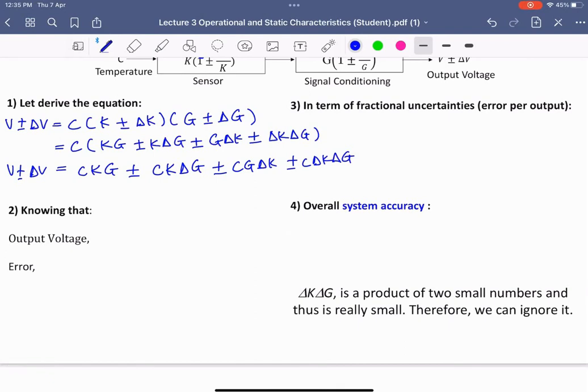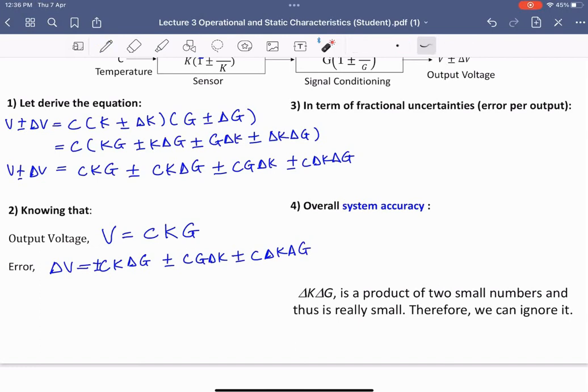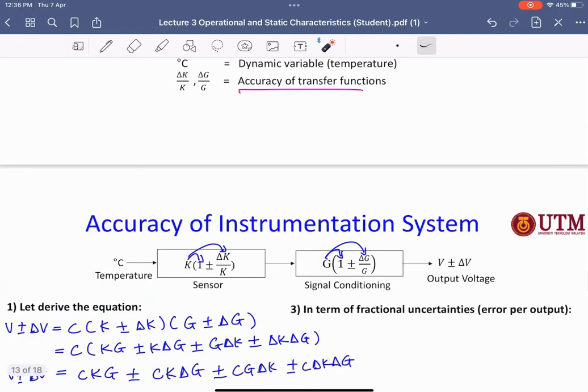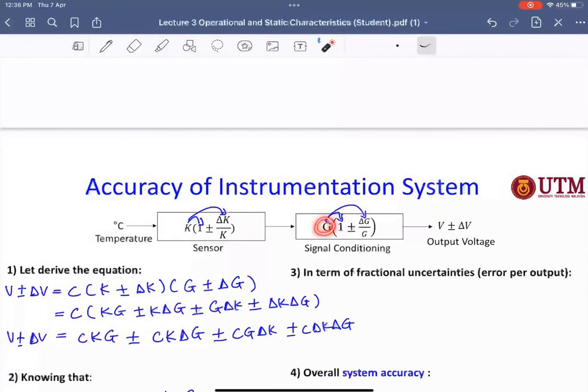We know that the output will be voltage, so it will equal the temperature, which is C, times the gains K and G. And the error delta V is the error of the output, which will be equal to plus or minus CK delta G, plus or minus CG delta K, plus or minus C delta K delta G. So this will be the output and then the error. What it means is you get the voltage from C, K, G times the input.